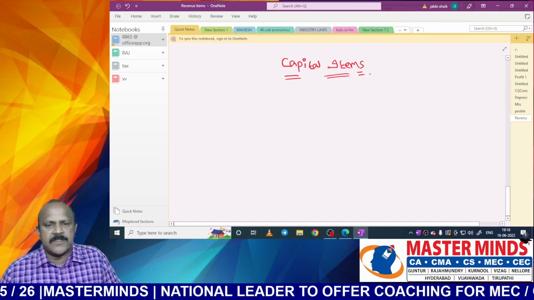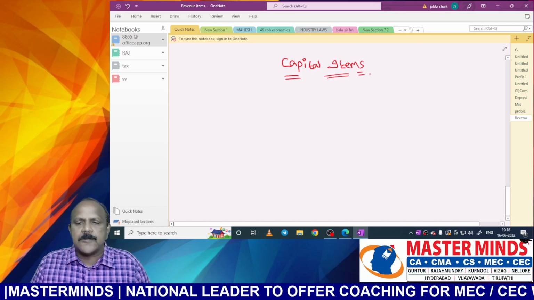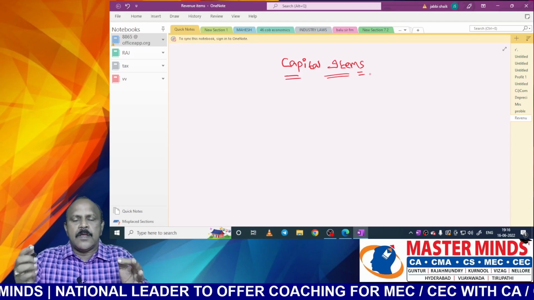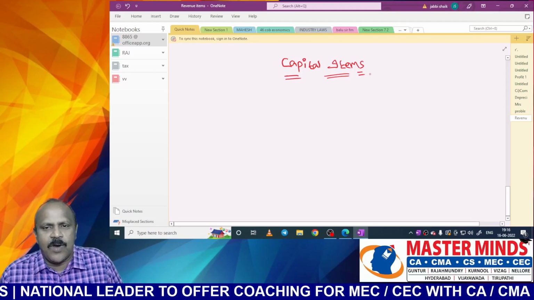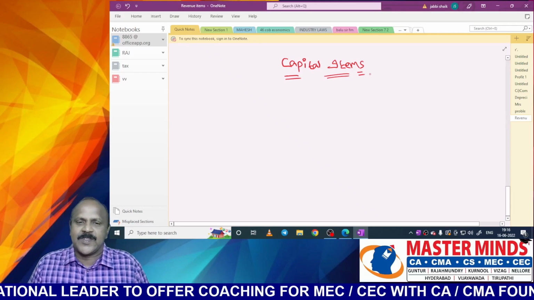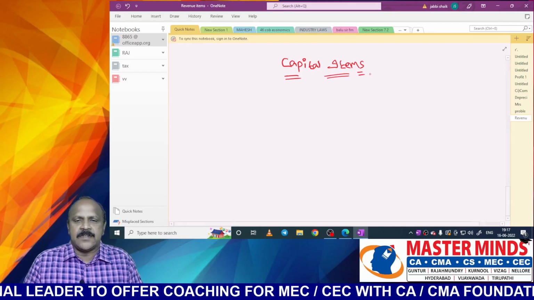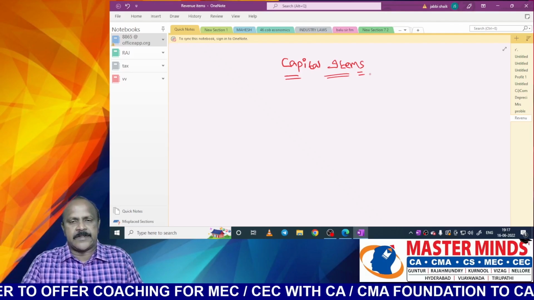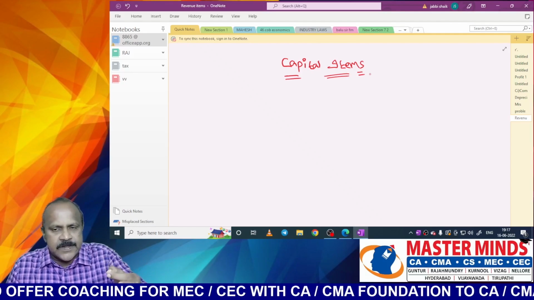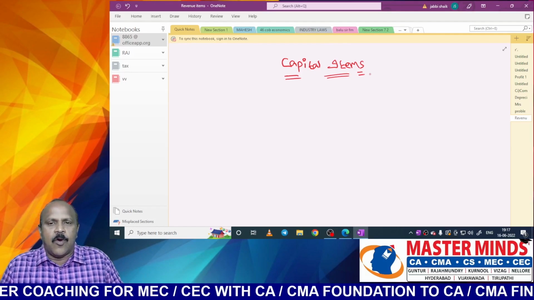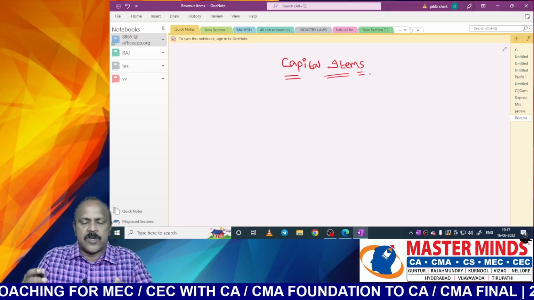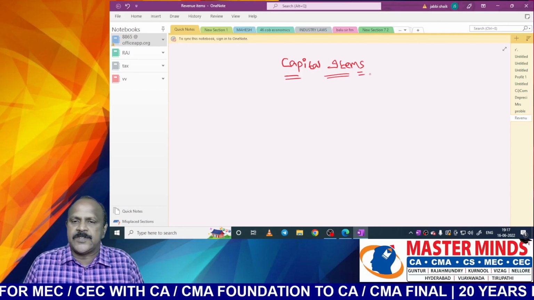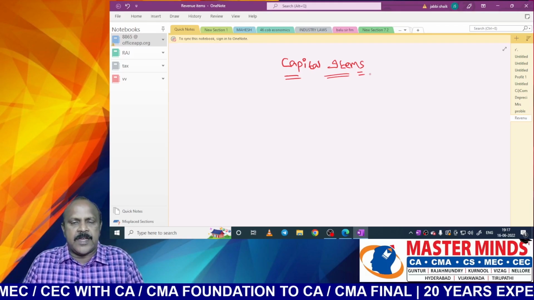Now the topic is capital items, students, right? What are capital items? In case of revenue items, we have defined like this: the items that are confined only to the year of their occurrence are called revenue items. When it comes to capital items, they should be defined like this.